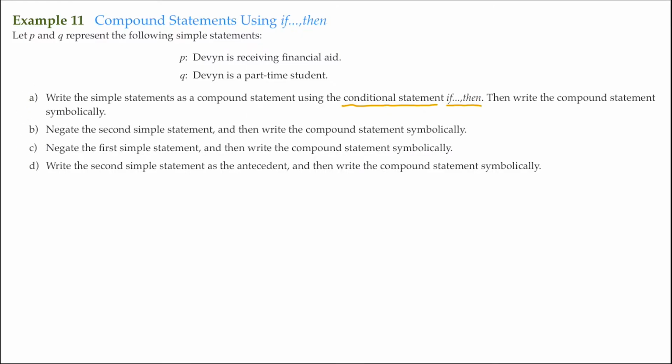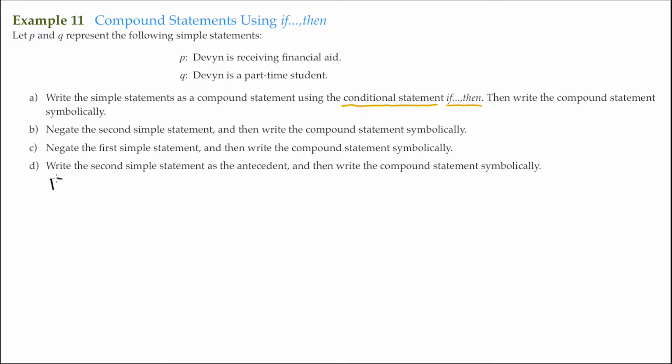And the first problem says, write the simple statements as a compound statement using the conditional statement if-then, and write the compound statement symbolically. So you can see right here, our first simple statement P here is Devin is receiving financial aid. And then our second simple statement here, Q, Devin is a part-time student. So we'll go ahead and we'll write that as a compound statement using the connective if-then.